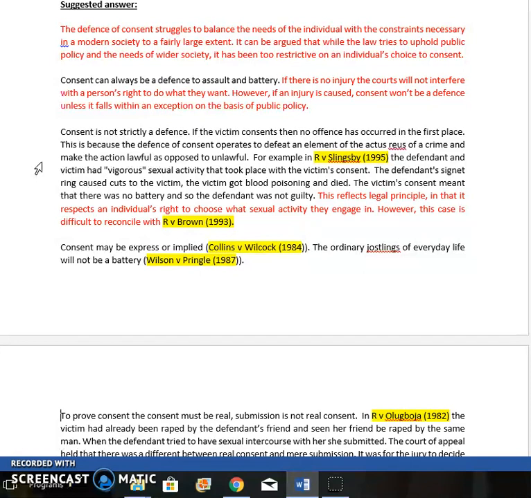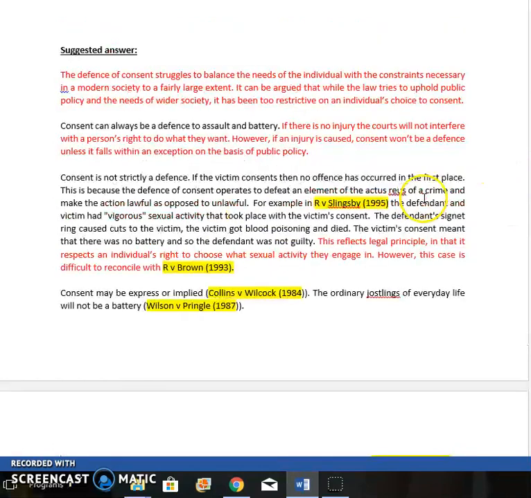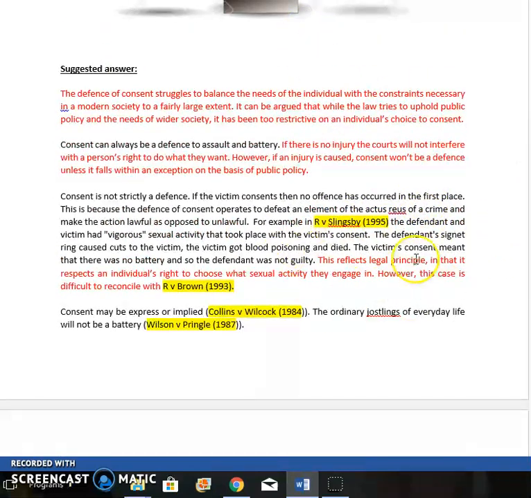So this case is quite difficult to reconcile with Brown, which we'll come back to later, but it's certainly useful fairly early on in your essay because it illustrates how the defence of consent turns what would otherwise be a battery into a lawful act.